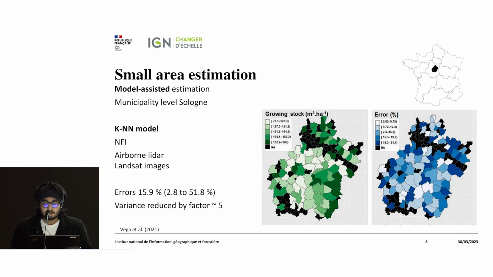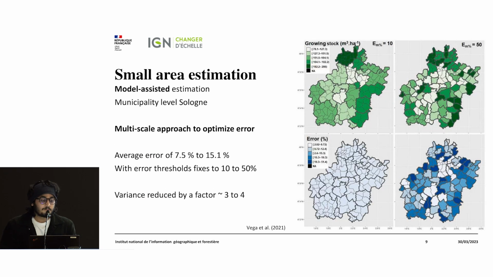to design-based estimates. The black areas which you see in these maps are the areas where no NFI plots were available. So one should ask how to estimate in these areas. We came up with a solution called the multi-scale model-assisted approach, in which instead of estimating in one municipality, we group the municipalities based on the number of NFI plots available in them or their surroundings. Here our average error was around 7.5% to 15.1%, and the variance was reduced by a factor of 3 to 4.